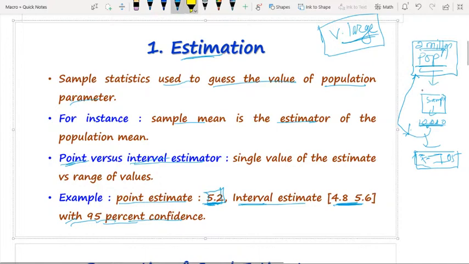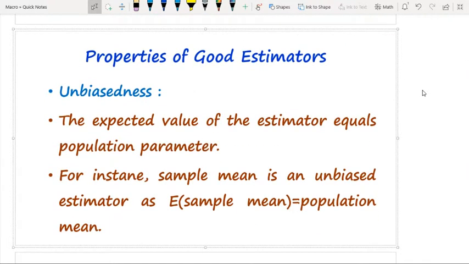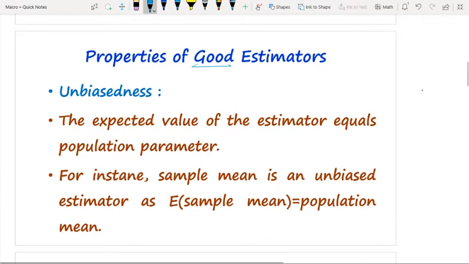Next, let us go to the properties of unbiased estimators, or properties of a good estimator. A good estimator literally is one that is as close as possible to the population parameter.